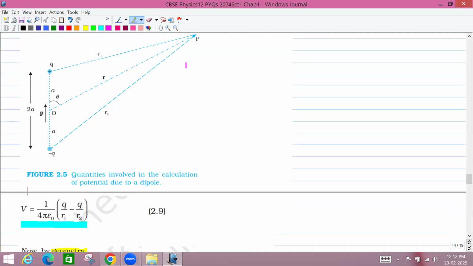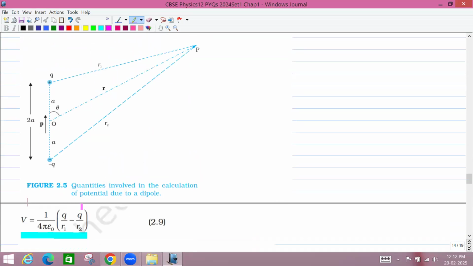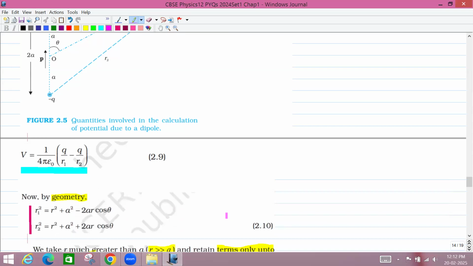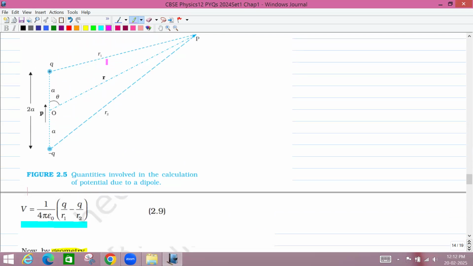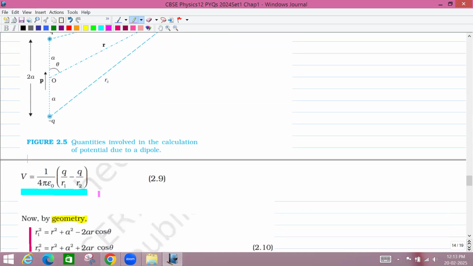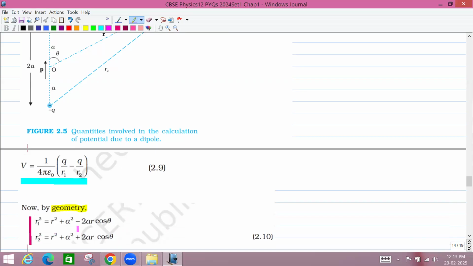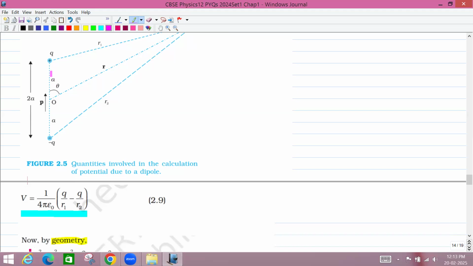So potential at this point P by the superposition principle will be 1 by 4 pi epsilon naught, the charge Q by this distance r1. The second charge is minus Q by the distance r2. And this r1 I can write in terms of this distance r and this distance a using the cosine rule. So r1 square equals r square plus a square minus 2ar cos theta, theta being the angle between a and r.